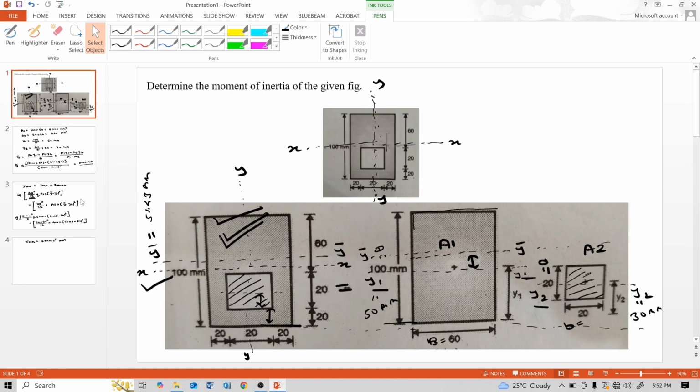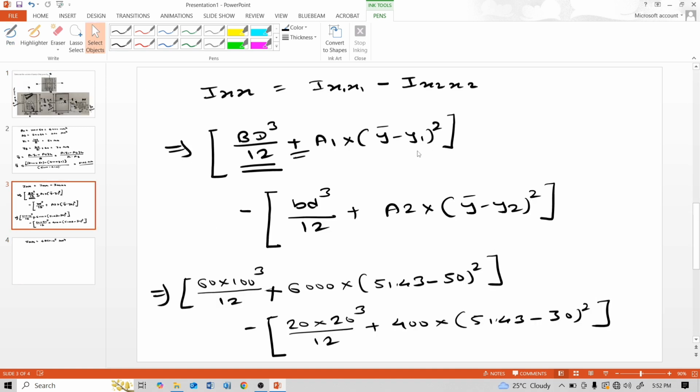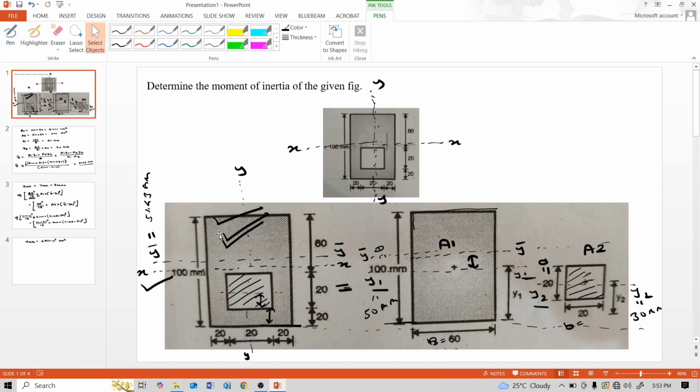So why do we require this much calculation? Because this section, or this body, is not symmetrical about x-axis, so we require the parallel axis theorem. When body is not symmetrical about x-axis, then we require parallel axis theorem. And if body is symmetrical about x-axis, then our work is easy. Directly we use formula BD cube by 12 for calculating moment of inertia. But here, due to unsymmetry, our task becomes hard.